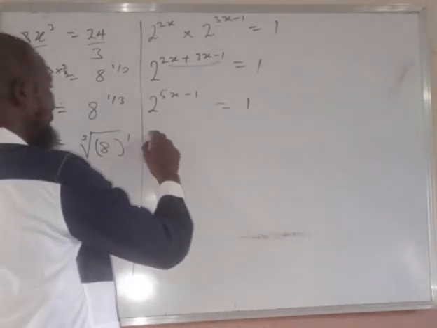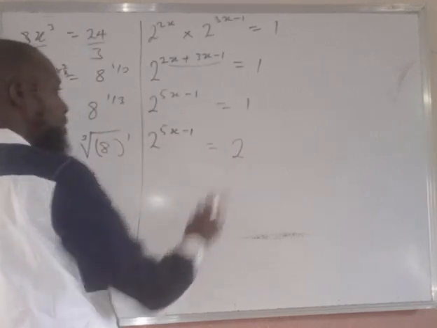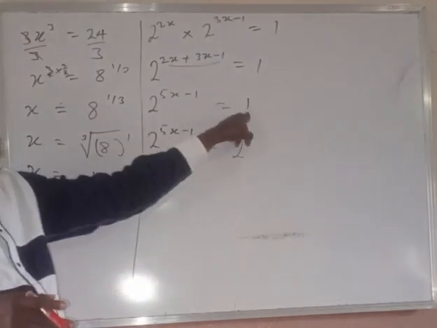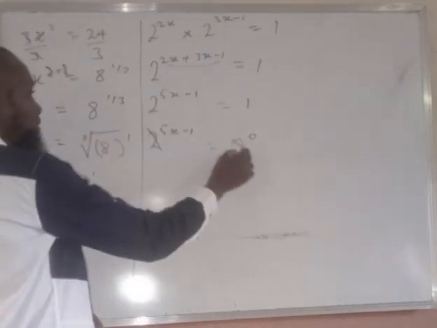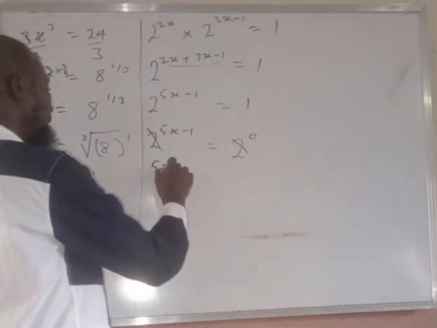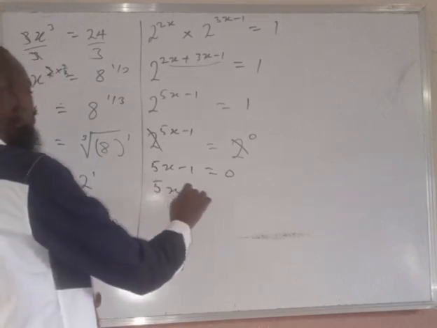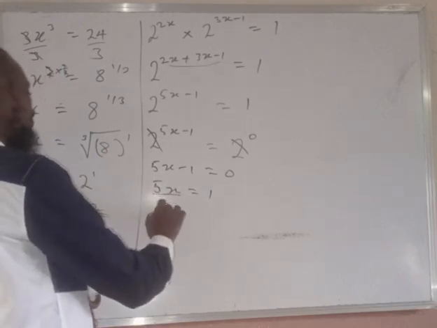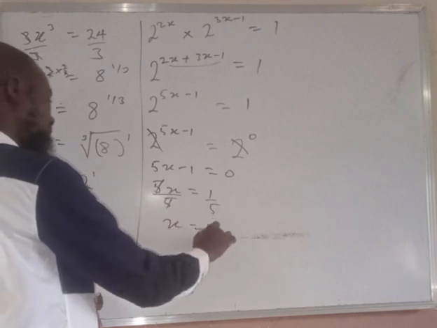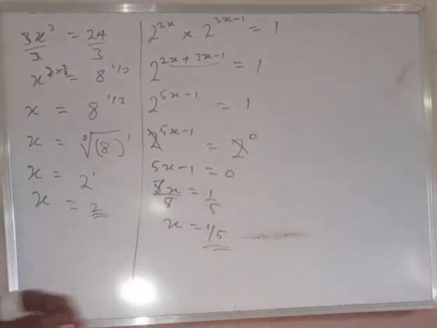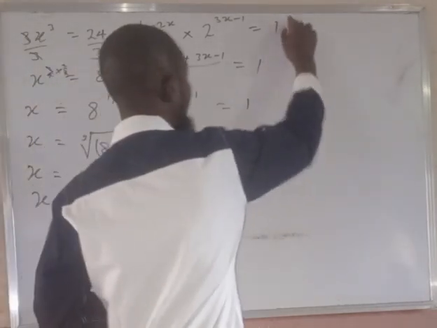So that means I will write it as 2 raised to power 5x minus 1 is equal to 2 raised to power what will give 1. So it will be 2 raised to power 0, so that 2 will cancel out 2. We can now say 5x minus 1 is what? 0. And 5x is equal to 1. Yes, then we divide both sides by what? 5. So x in this case gives what? 1 over 5. I hope that is clear. So that's that.